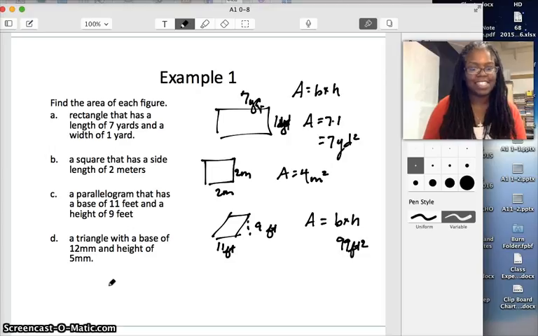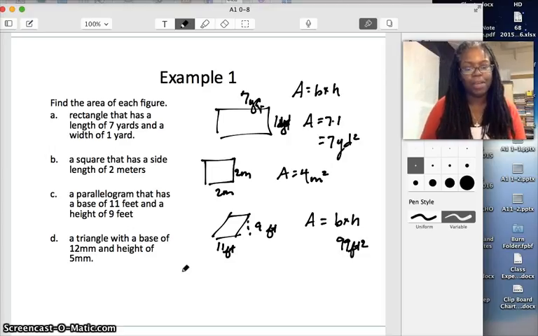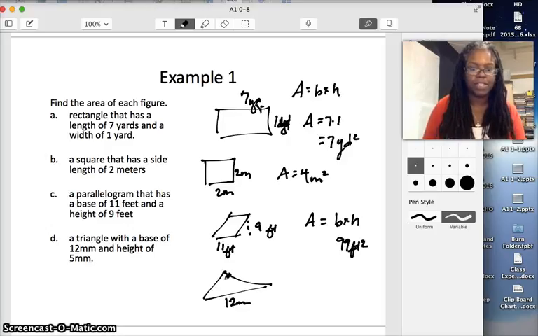All right, this last example for this part of example 1, a triangle with a base of 12 millimeters and a height of 5. So here's the base is 12 millimeters and the height is 5 millimeters. I think I need another M here. And I have to remember that the area is equal to 1/2 base times height.